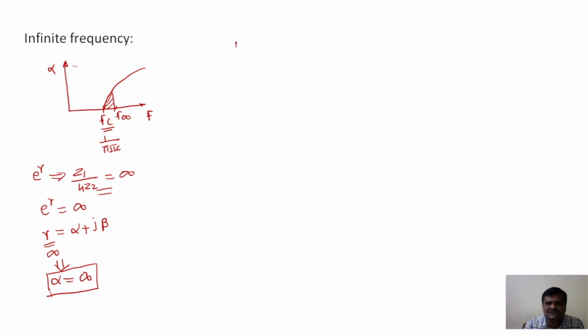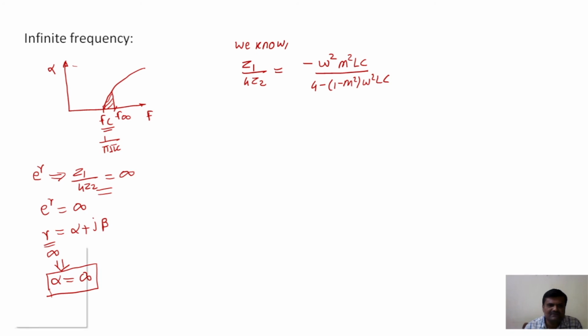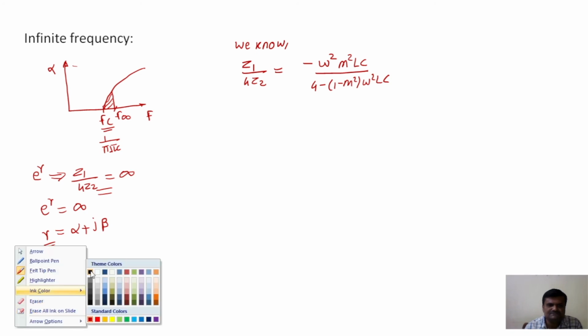So right here we know Z1 by 4 Z2 is equal to (right here) minus omega square m square LC divided by 4 minus 1 minus m square omega square LC. Okay, this is the formula of Z1 divided by 4 Z2.